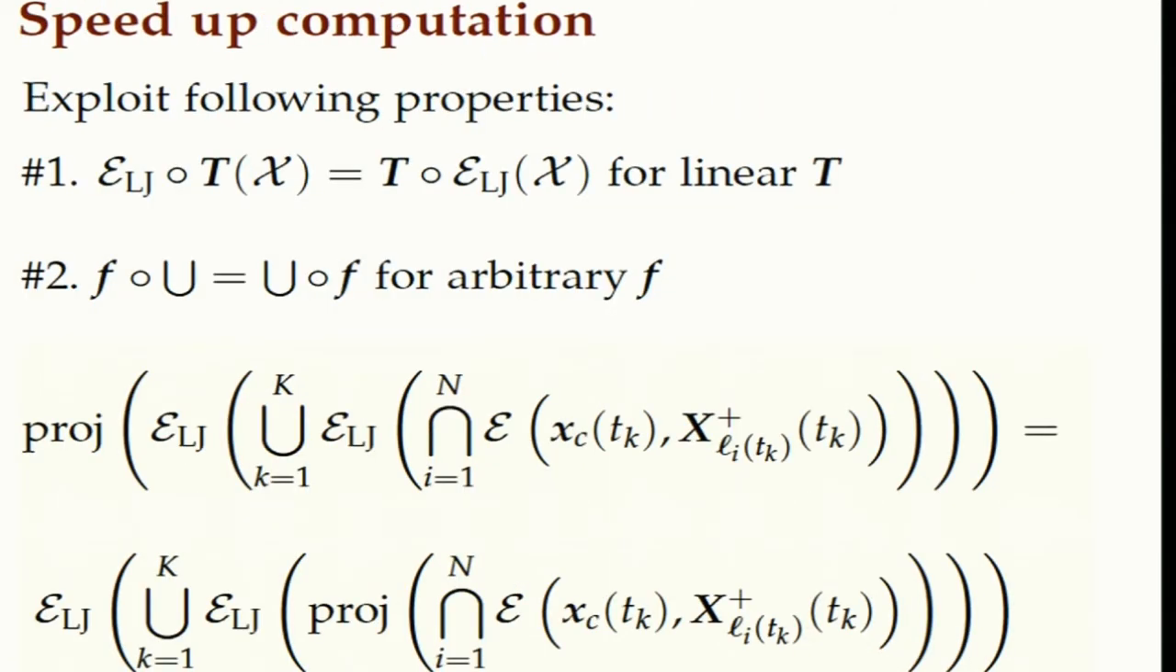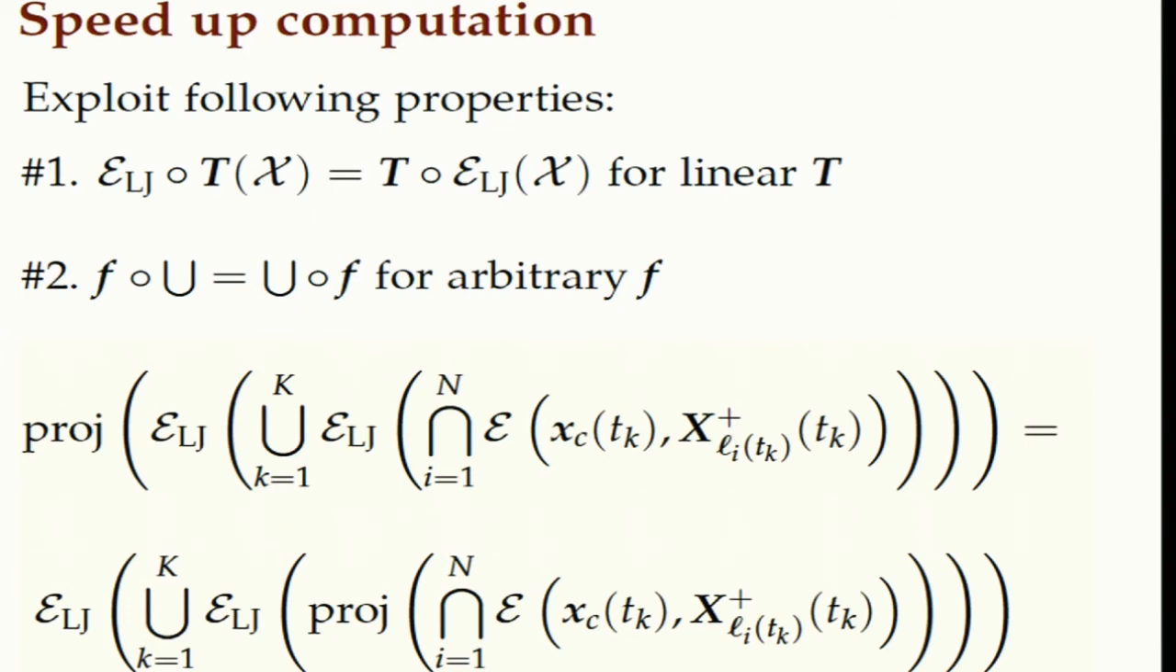Now, we do have some ideas to speed up these computations. We have two ideas to exploit in order to speed up the solution of the semi-definite programming problems. One idea is that you can show that if you think of the Löwner-John ellipsoid as a set-valued operator, it commutes with any linear operator.